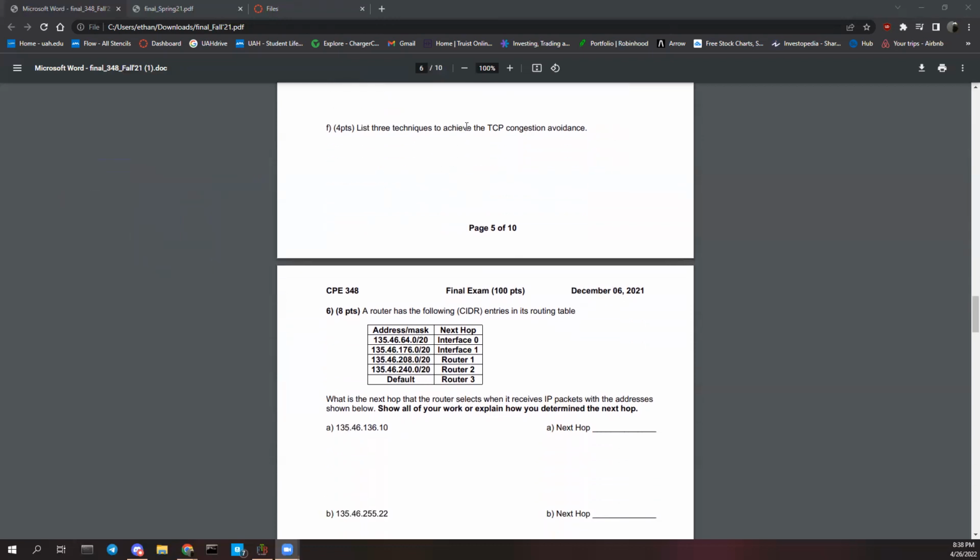List 3 techniques to achieve TCP congestion avoidance. All right, so this is just more memorization. I don't even know this off the top of my head, but his solutions here are the DEC bit, the RED, whatever that might be, and then the source-based approach.